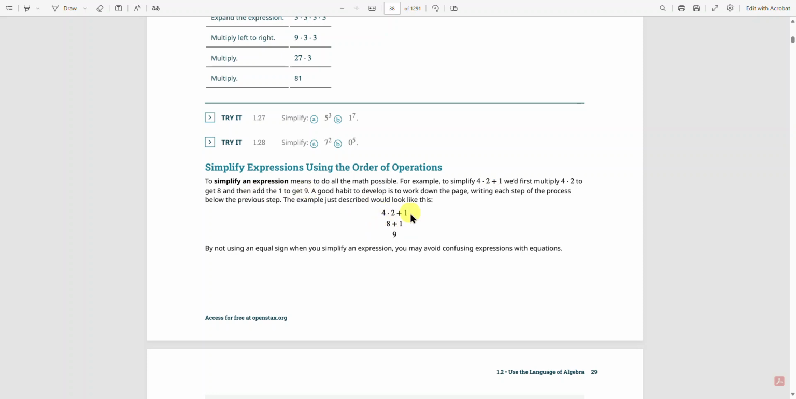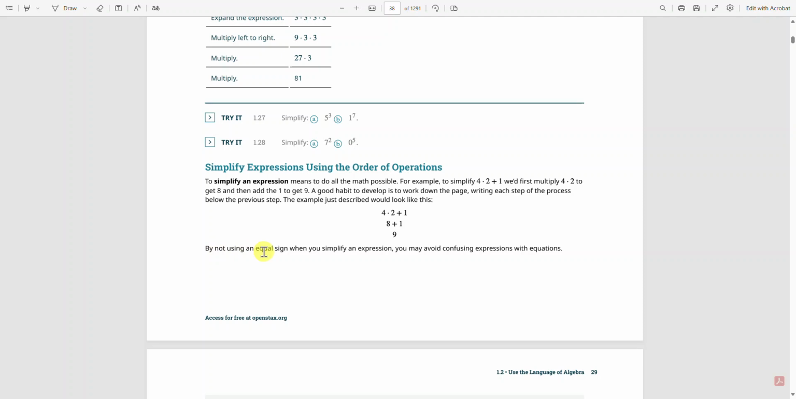We start with this expression, which is not as simple as it could be, because there's some math that we can do on this expression. We can multiply 4 times 2 and get 8, and then add the 1. And we can find that this expression here is actually equivalent to 9. And that is simplifying that expression, because, again, what it means to simplify an expression is to do all the math that is possible. In many examples, in fact, you'll see that we get to a point where there's nothing else we can do. We've done all the math that's possible, and we're just left with an expression that's as simple as it can get. And that's what it means to simplify an expression.